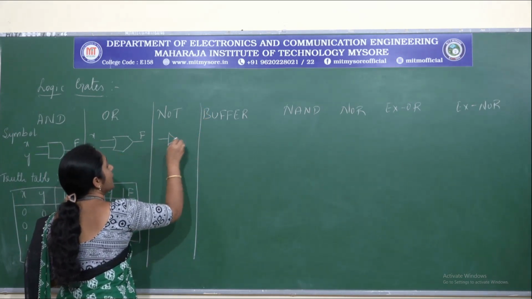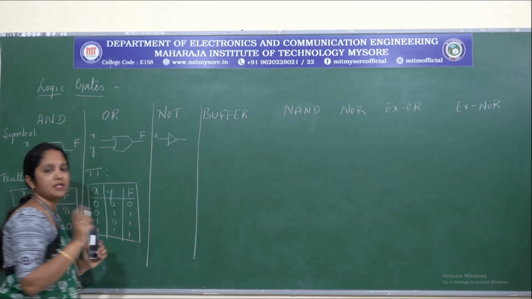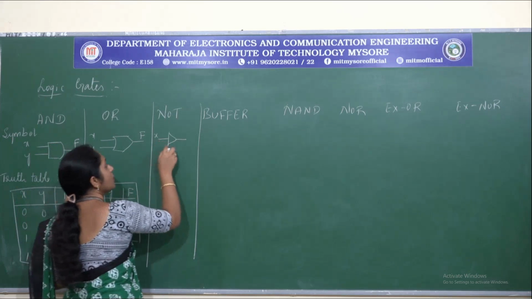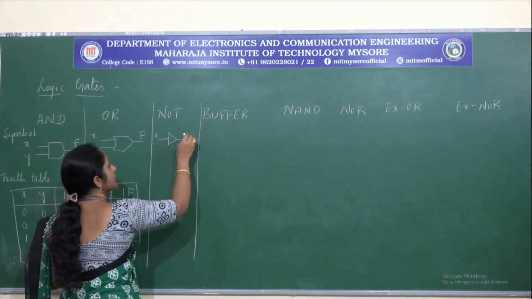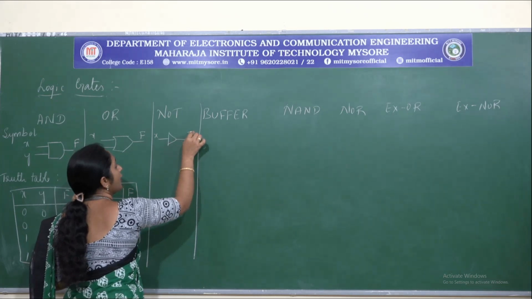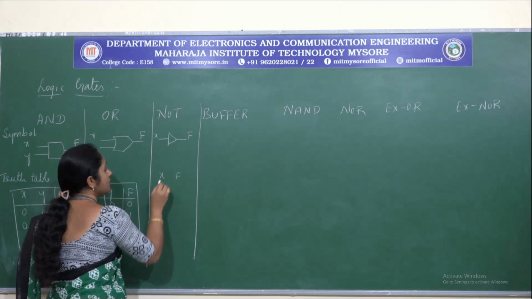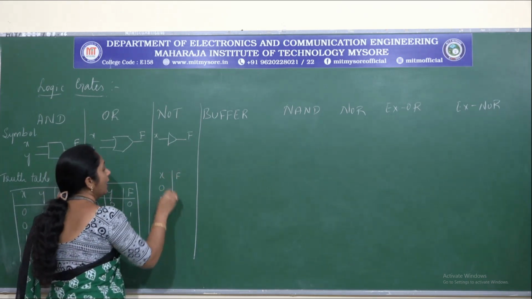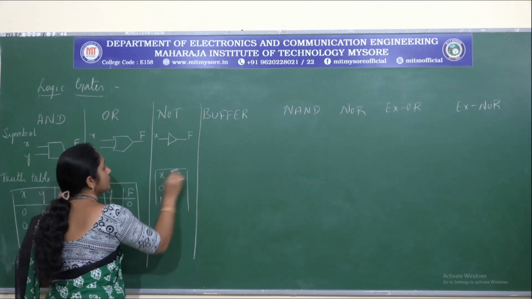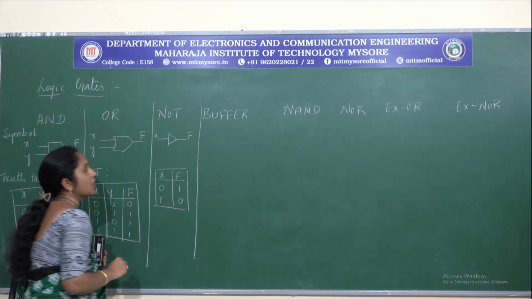Next is the NOT operation. NOT is a unary operation, so it is applied only to a single variable. It can be used on only a single variable. Now we have X as the input, and let us consider F as output. Since we have only one input, the possible combinations are 0 and 1, and the output is 1 and 0. It is a complement.